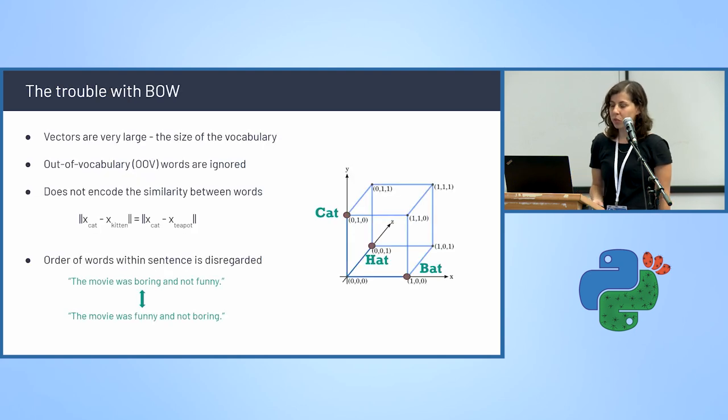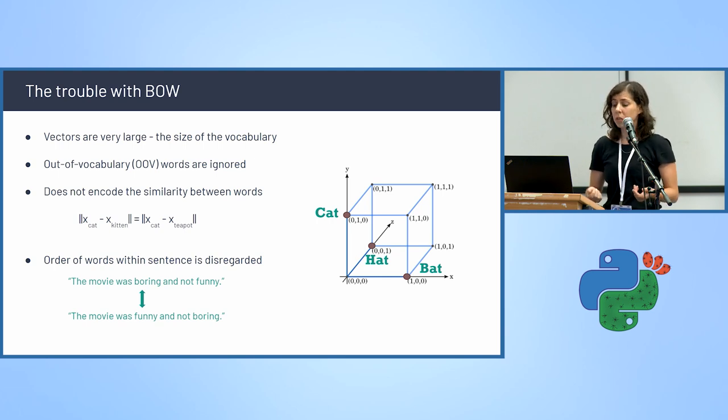Now, the trouble with bag of words is that the vectors are huge, the size of the vocabulary, and any word that we haven't seen in our training set is just disregarded. It's ignored. Another problem is that it doesn't encode any similarity between the words. So the distance between cat and kitten is the same as cat and teapot. It doesn't hold any semantic information there.